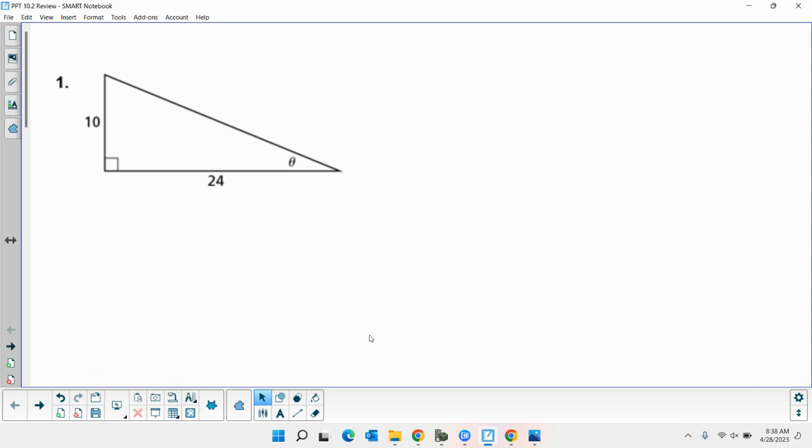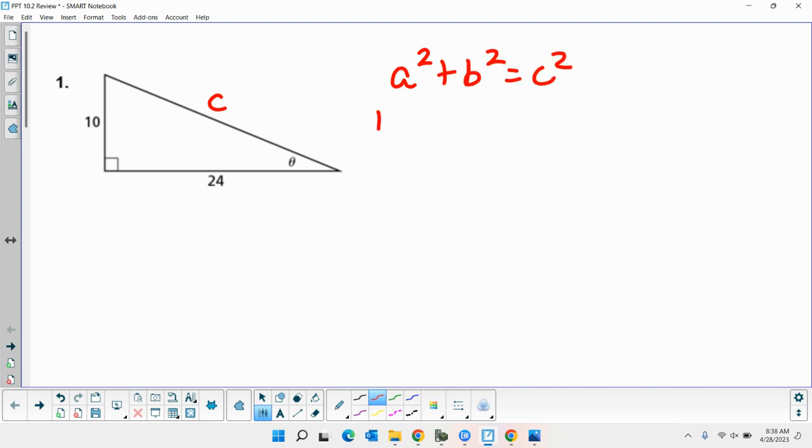All right. So what's the first thing? Got to find the hypotenuse, right? a squared plus b squared equals c squared. This is the c, right? Always opposite the right angle. So 10 squared plus 24 squared equals c squared.